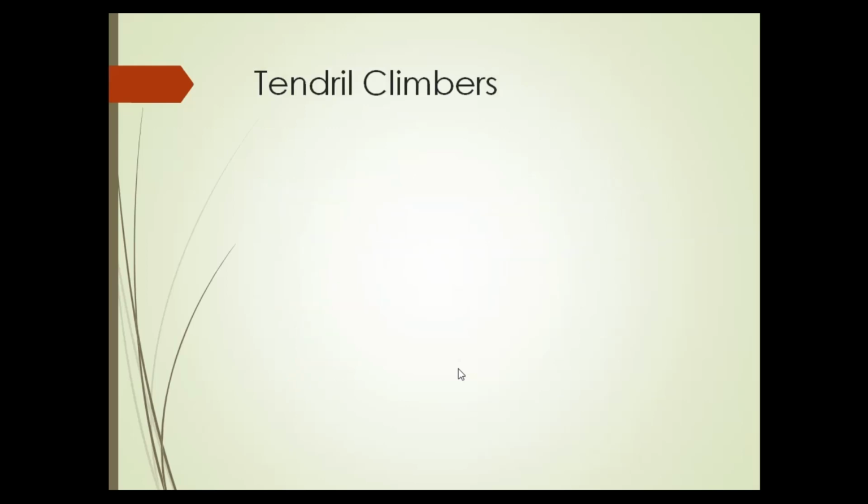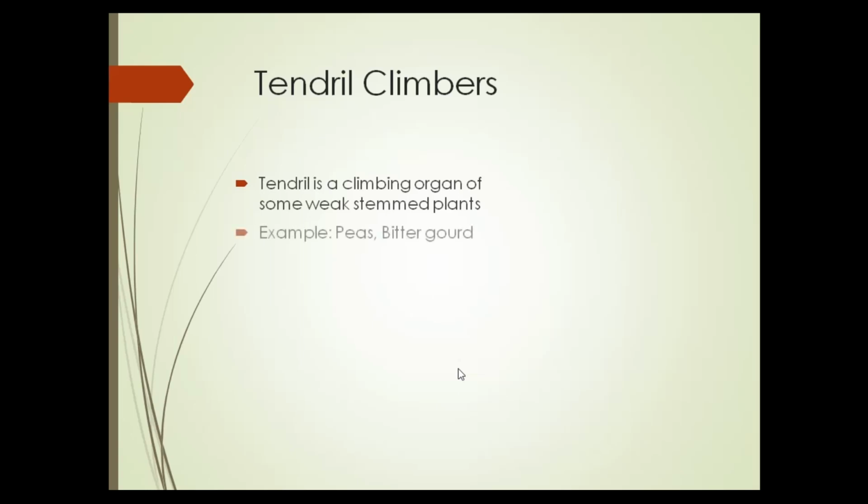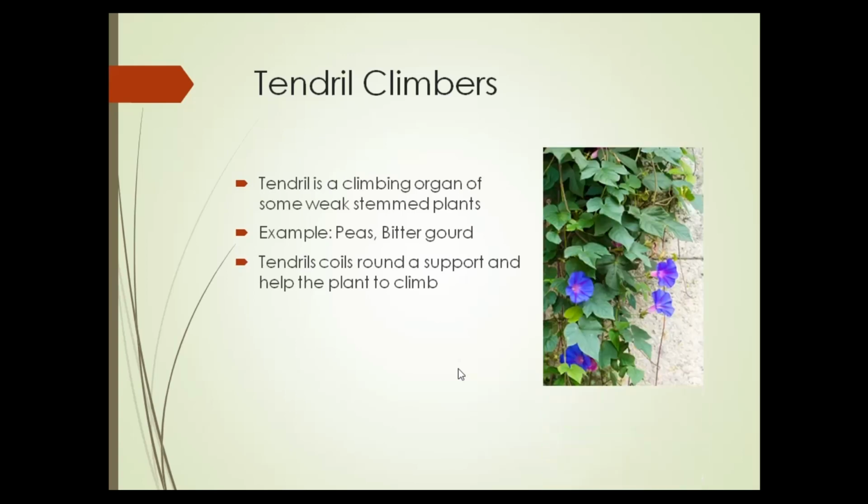Now we will see about tendril climbers. Tendril is a climbing organ of some weak-stemmed plants. Example, peas, bittergourd. The tendrils coil around a support and help the plant to climb. Look at that. They take some support to grow up and climb.